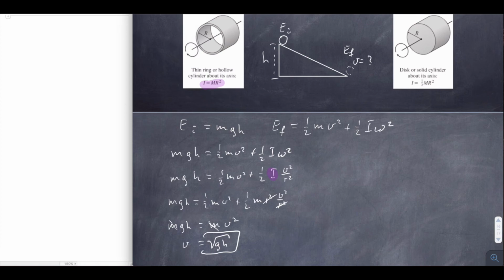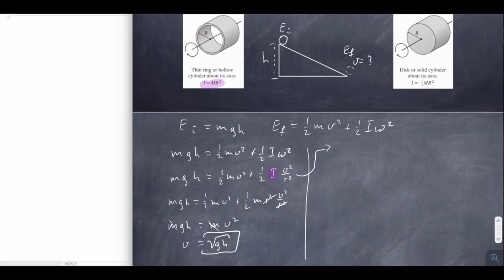Okay. Compare this to 2gh if it was a crate on a frictionless plane. We've lost half the amount of velocity, because we needed to bring the hoop into a rotational state of motion.